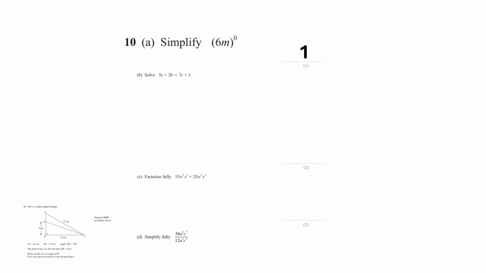The second part of this question says solve 5y plus 20 is less than 7y plus 1. Please pause and try it yourself. To solve this question, make all the y's on one side and the numbers on the other side. So what I will do is I'll move this 5y to the other side by doing minus 5y.